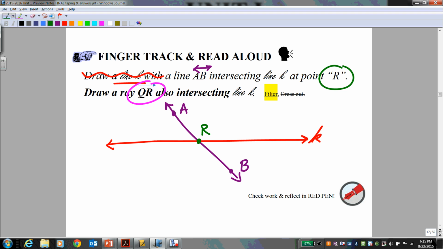Then we have another ray QR. Now be really careful there. Remember, Q is the end point. R is towards the arrow. That means Q is off the line. You go through R either direction. Q's the end point. R's towards the arrow. That's a ray intersecting line K. So I could have gone that way, or I could have gone this way. It doesn't matter which direction, but Q is your endpoint, R is towards the arrow.